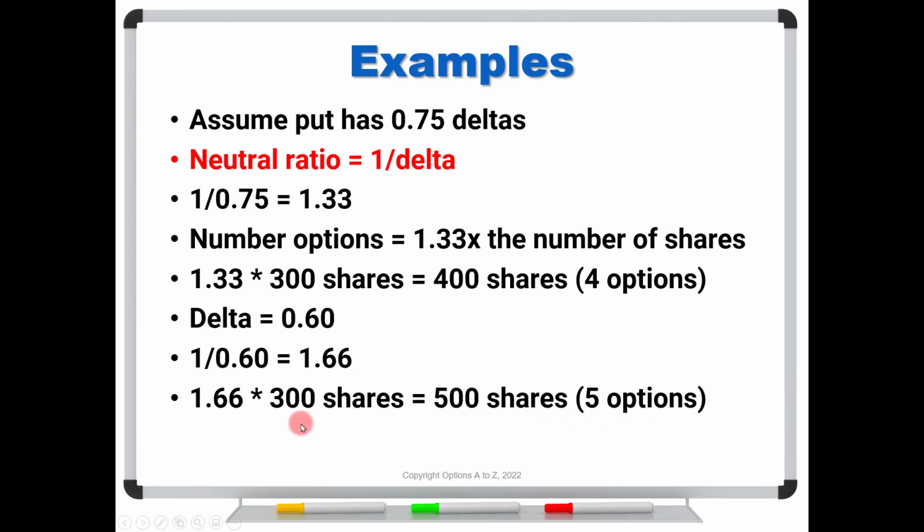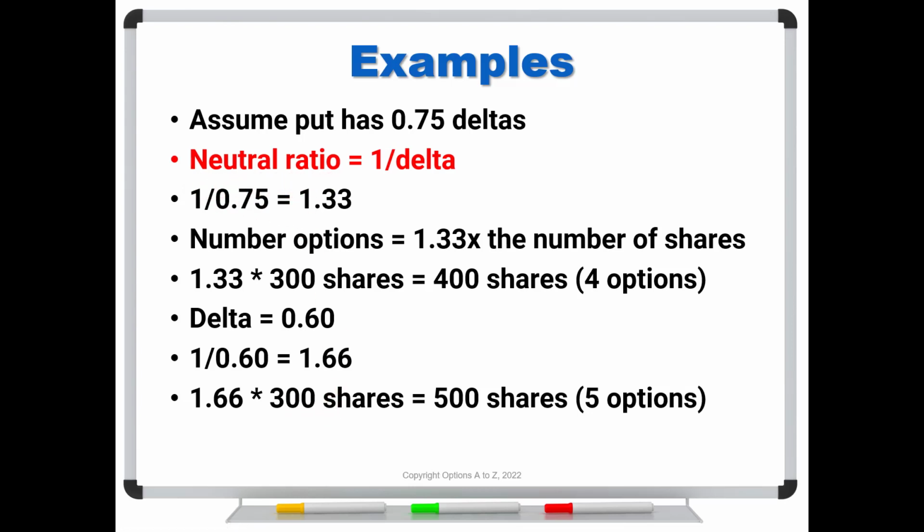So as before, even though I have 300 shares in my account, I need to pretend that it's really 500 shares that I'm trying to hedge. Why? Because each put option does not control 100 shares. Each one controls only 60 shares. So if we have 500 shares worth of options at 60 deltas each, there is your 300 share hedge right now. And so again, we have neutralized the position.